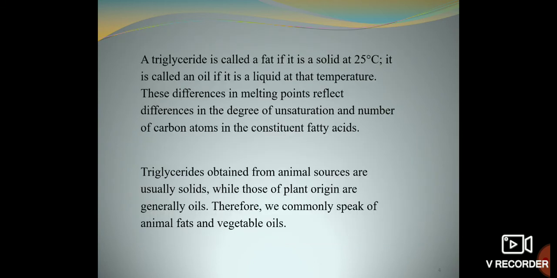A triglyceride is called a fat if it is a solid at 25 degrees centigrade. It is called an oil if it is a liquid at 25 degrees centigrade. These differences in melting points reflect differences in the degree of unsaturation and number of carbon atoms in the constituent fatty acids. Triglycerides obtained from animal sources are usually solids, while those of plant origin are generally oils. Therefore, we commonly speak of animal fats and vegetable oils.